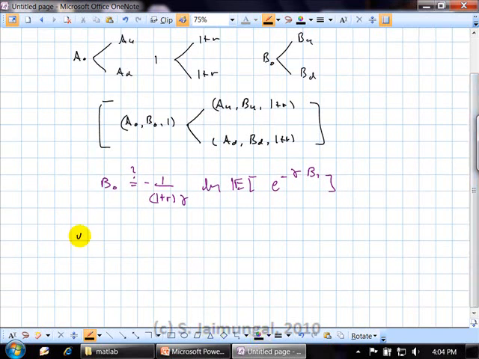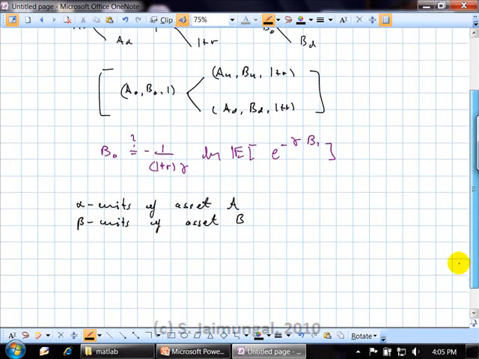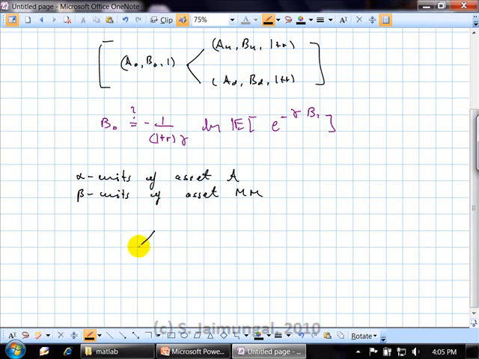So here's the idea. We take alpha units of asset A, and beta units of the money market, MM, the bank account. Okay, I often use MM instead of bank account because it's not a bank account, it's really the money market. People sort of think of them as bank accounts sometimes. So I take this portfolio, and as we saw before, the value of that portfolio is alpha A0 plus beta, and it will be worth alpha AU plus (1 plus R) times beta, and alpha AD plus (1 plus R) times beta.